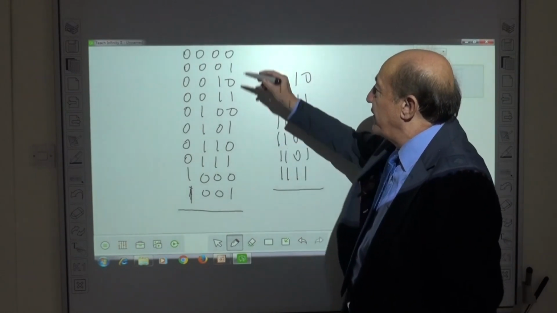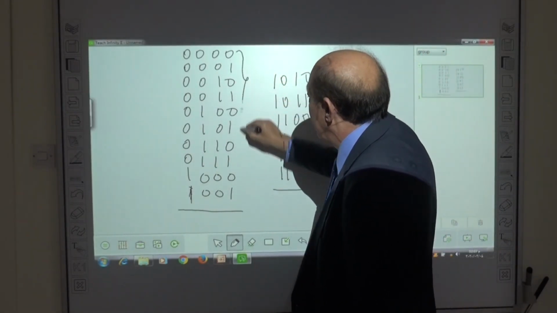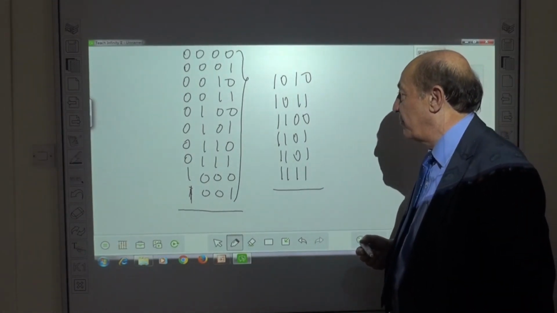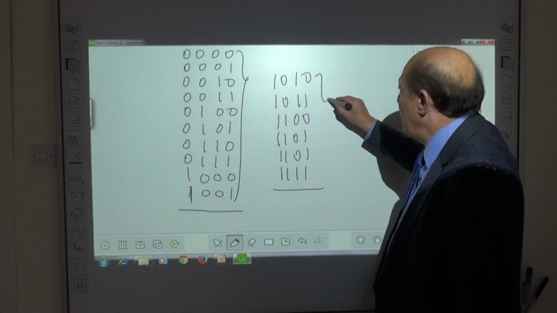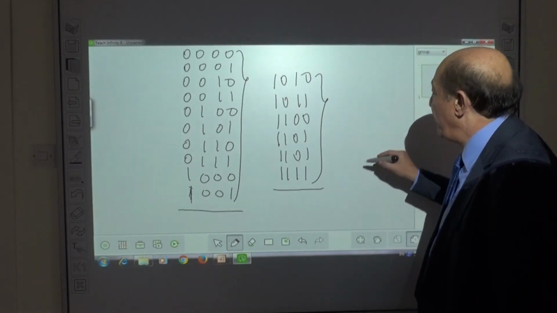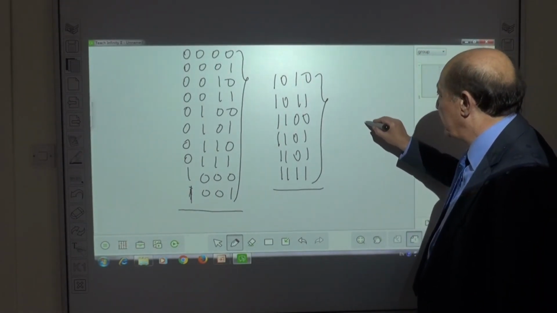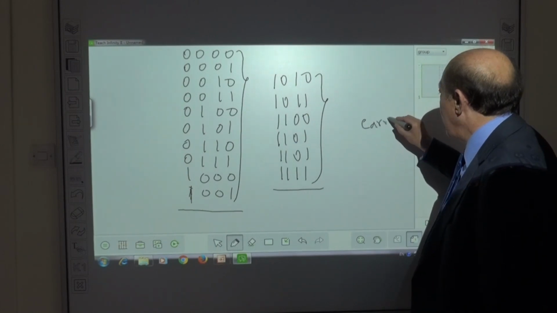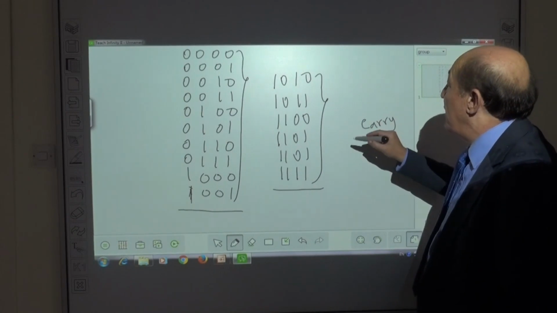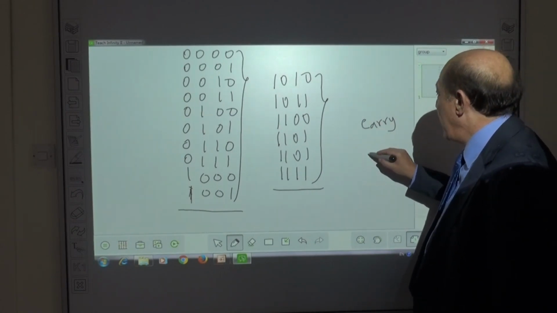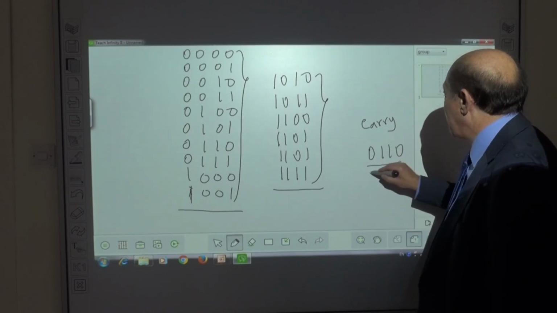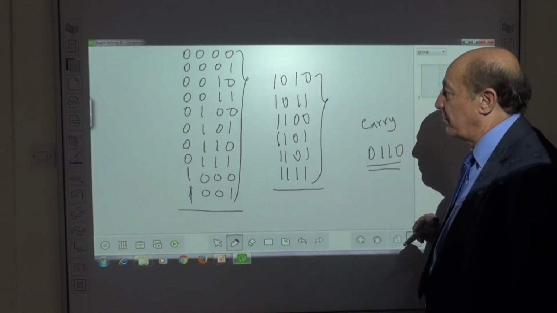Now, if the sum is one of these, then no correction is needed. If the sum is one of these, or if we have a carry, then a correction is needed. For a correction, we add 0 1 1 0, which is 6, to the sum obtained.